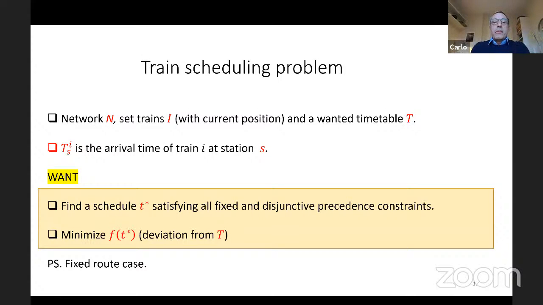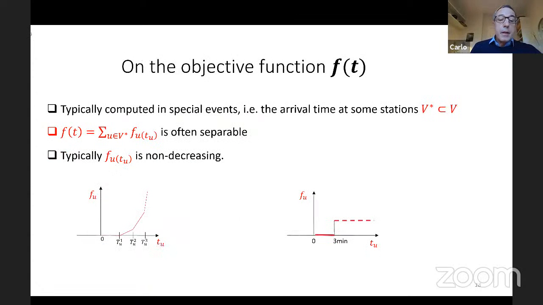So now, just to state the train scheduling problem in a little bit more formal way. We are given a network, a set of trains and a wanted timetable, and we want to find the schedule which satisfies all fixed and disjunctive presence constraints and minimizes some function f. We are not considering for the moment the routing problem, but we will discuss it a little bit later. We will see it doesn't change the model very much.